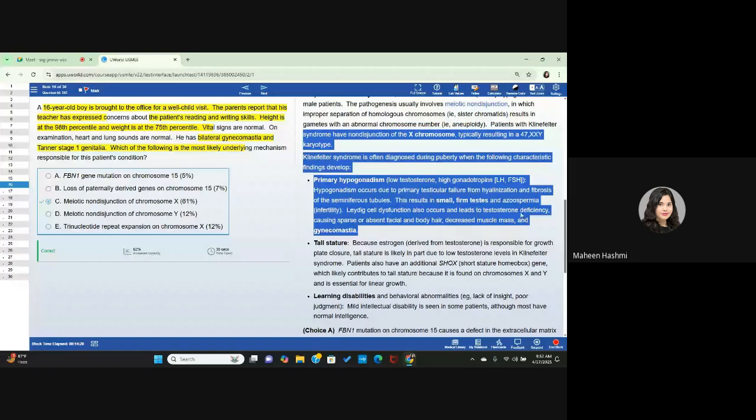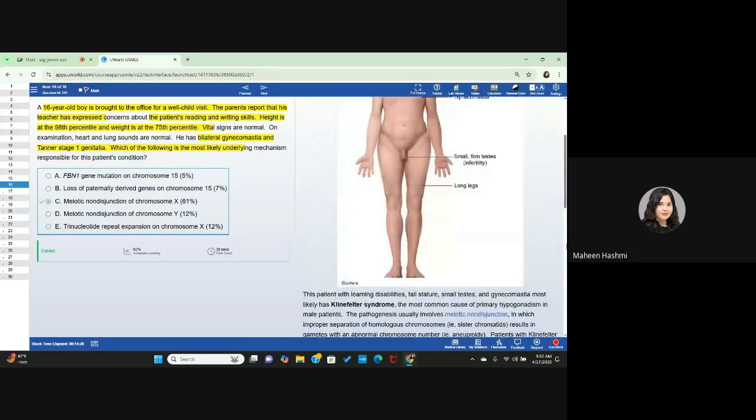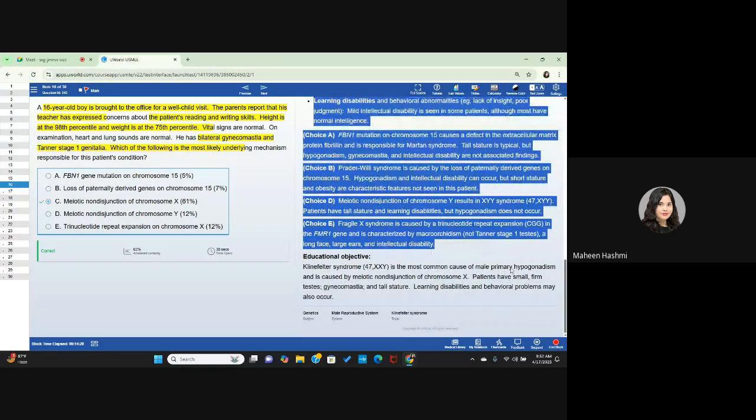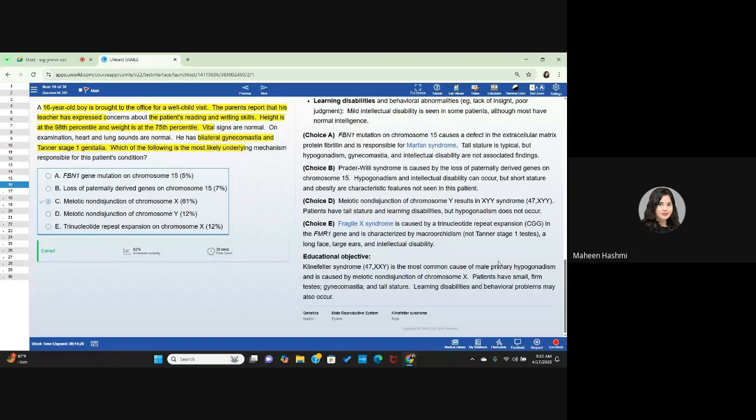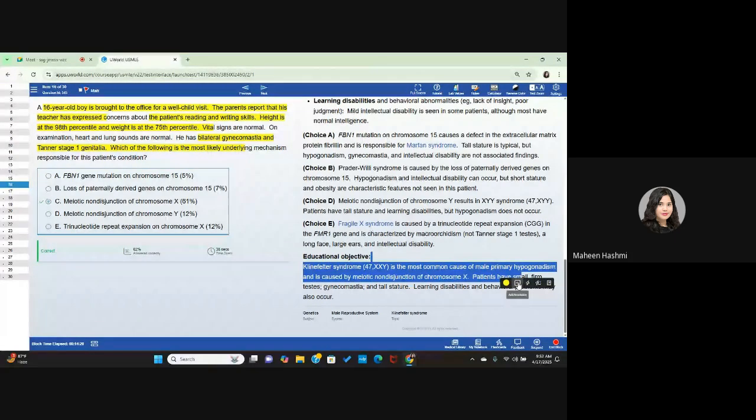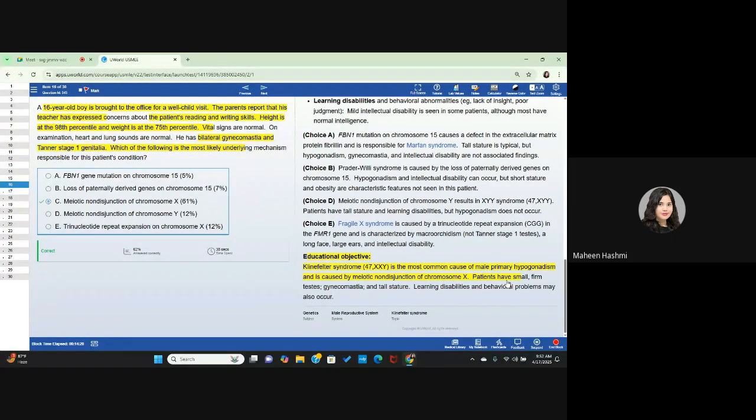Okay, we talked about that. All right, I want to come down a little bit. You have this thing called primary hypogonadism, and it's caused by meiotic non-disjunction. Again, you also see learning disabilities and a lot of behavioral problems as well.